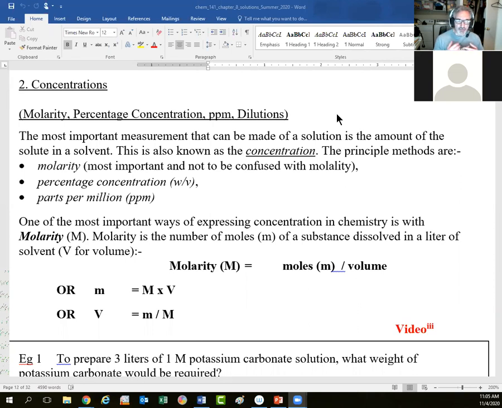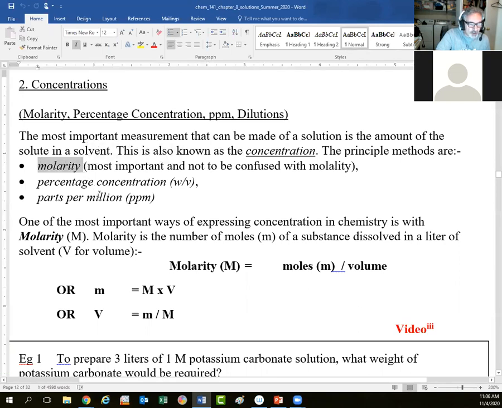But to think about solutions properly, we need to know how much of the solute is in solution. We need to be able to measure the concentration of that solute. Now, of course, being chemistry and science, there's always a variety of ways to do that. We're not going to look at them all, just mostly concentrate on molarity, which is the main one used, and then talk a little bit about percentage concentration, and then briefly mention parts per million. And really, there's just so many that we just want to focus on the main ones.